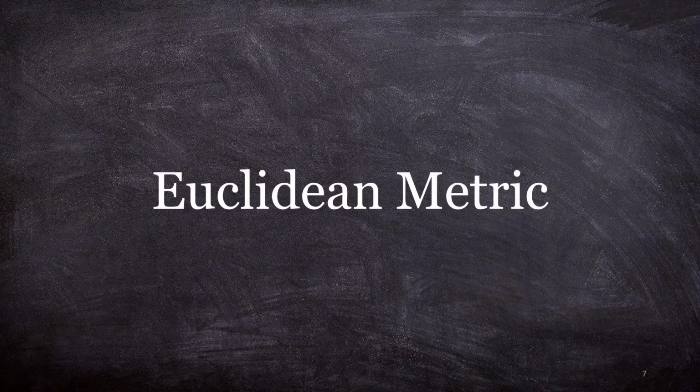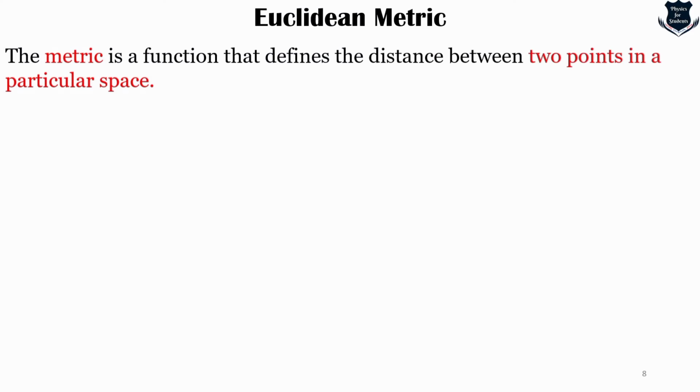Okay, so we now move to the second part of our video, where we will be working a little bit on the Euclidean metric, which is equally important for us to learn. Now, as I told you, the metric is a function that defines the distance between two points in a particular space. Once we know the metric of a space, theoretically at least, we can know everything about the geometry of that space, which is its fundamental importance.